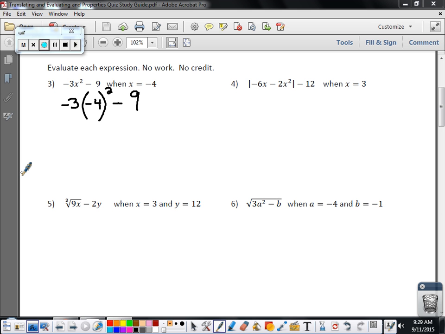So you can practice putting this in your calculator. I'm going to evaluate it without. This is negative 3 times negative 4 squared. When you multiply something by itself, you're always going to get a positive number. So this is 16 minus 9. Negative 3 times 16 is negative 48. Negative 48 minus 9 is going to be negative 57. Anybody get that on your calculator?